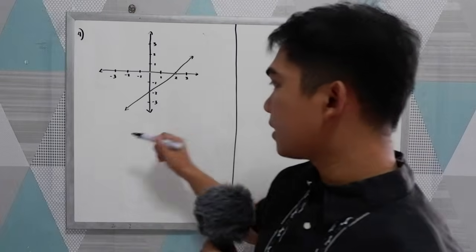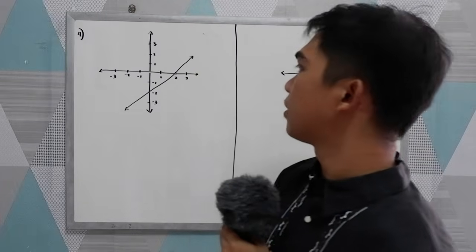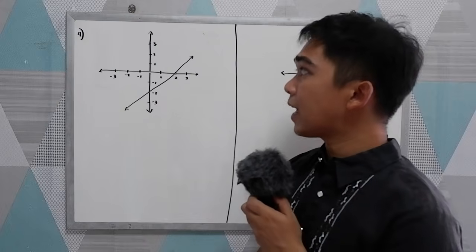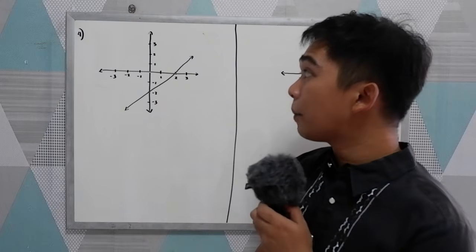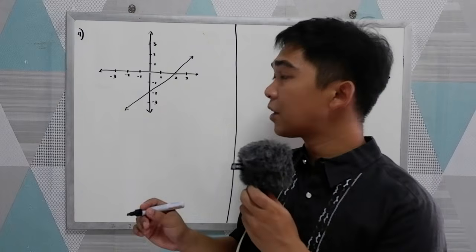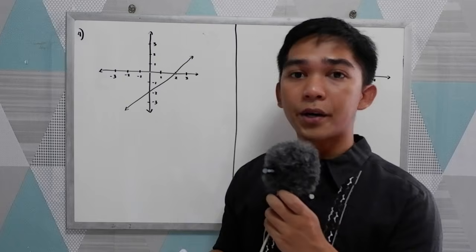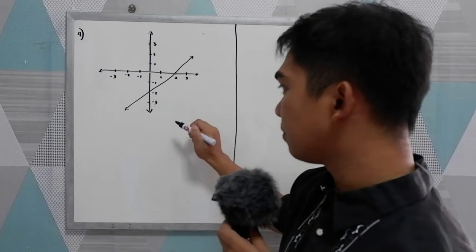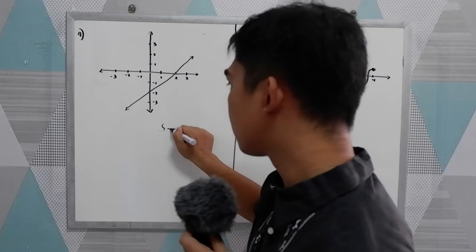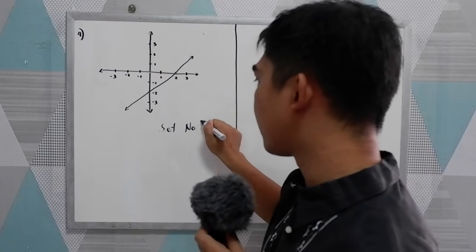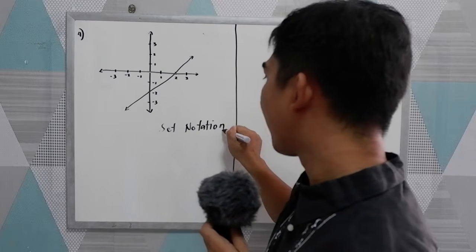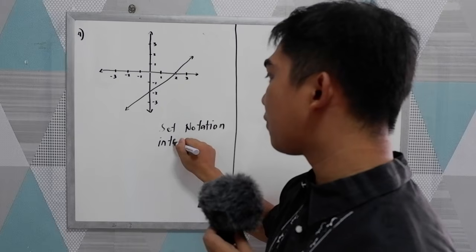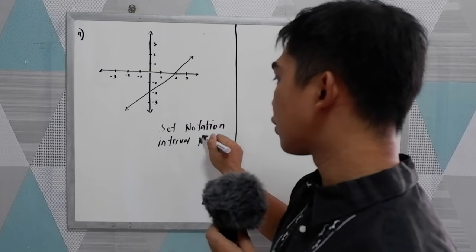So domain and range. But before that, take note that in finding the domain and range, if they give a graph, we can write our final answer using set notation and interval notation.